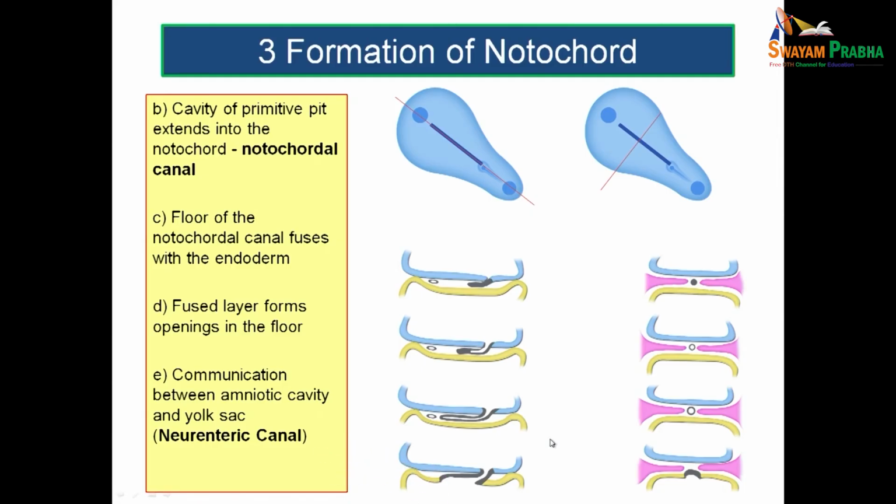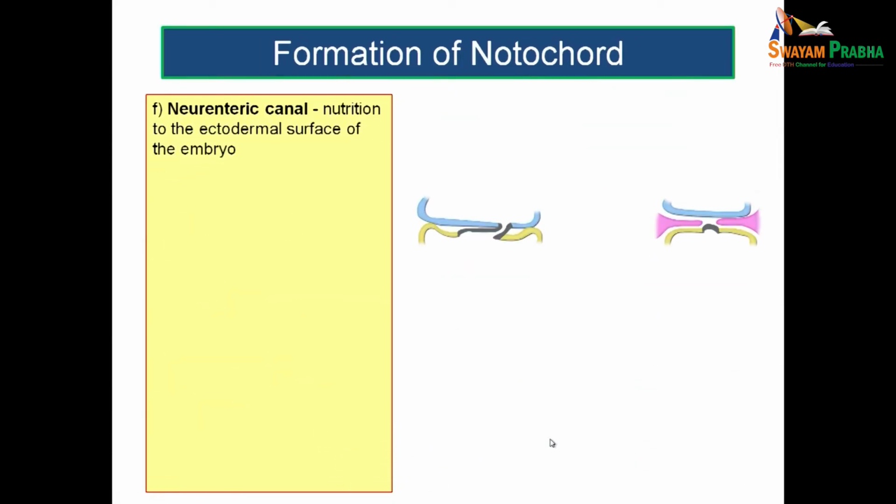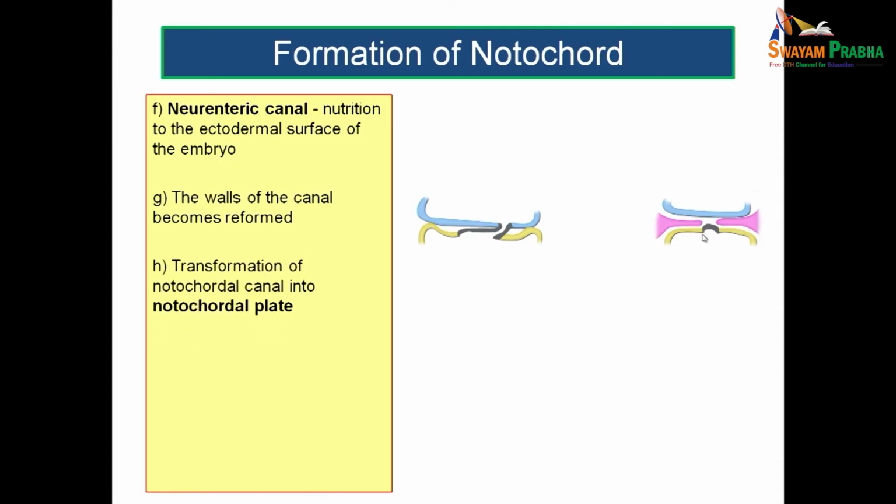Now, once the nourishment is over, what happens? You need to seal off this canal. You need to seal off this neuroenteric canal. So, now it is time for the canal to close. So, the walls of the canal will now be reformed. So, when you look at this stage, you can see that the walls of the canal are getting reformed, and now you are just getting a plate. The communication is now lost, and you are just getting a plate known as the notochordal plate over the endodermal layer.